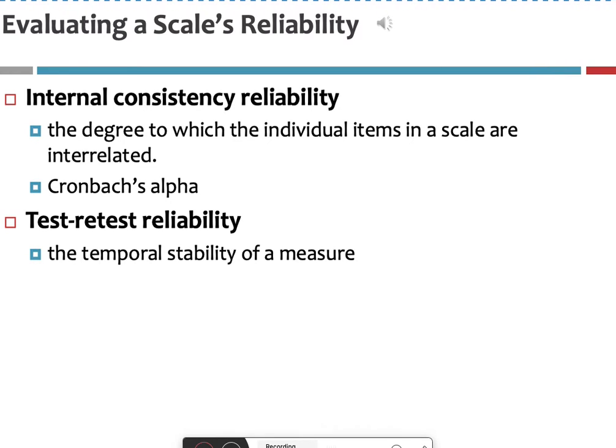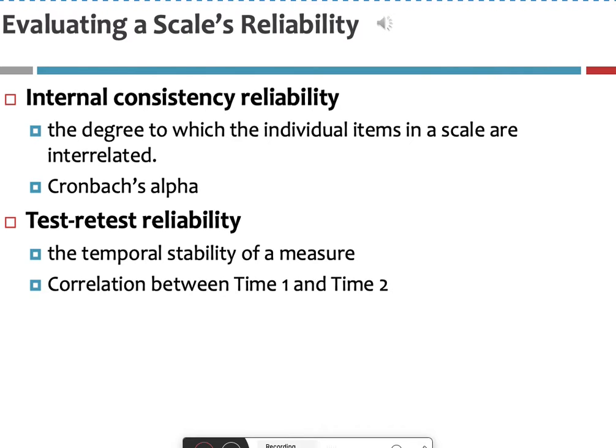So reliability is focused on consistency. If I say I'm extroverted and you give me a scale that has 10 questions measuring my level of extroversion, my score on those 10 items should be consistent. That's one way we look at reliability, and that is called internal consistency reliability.